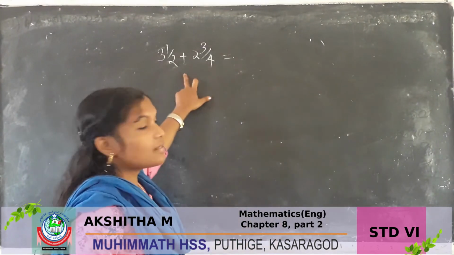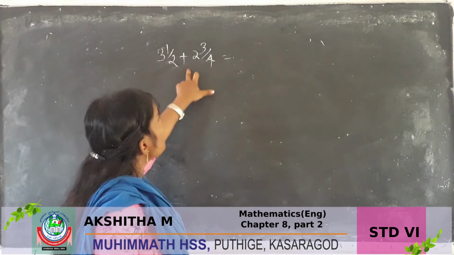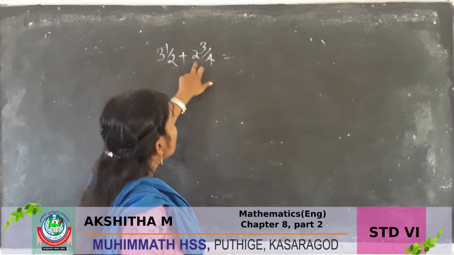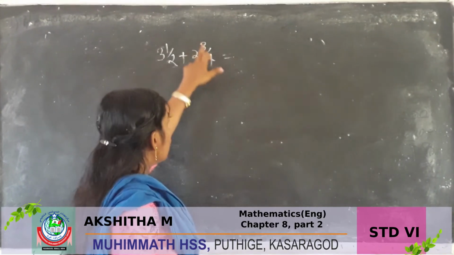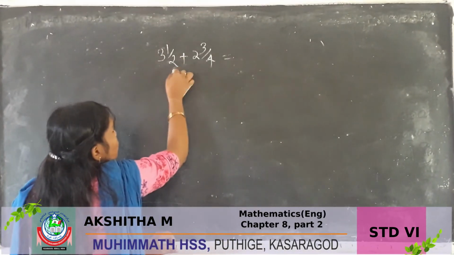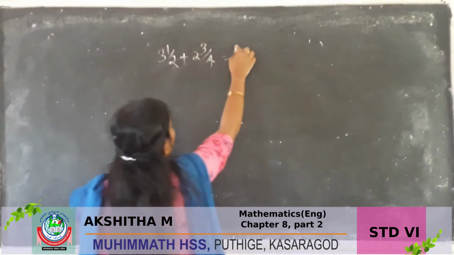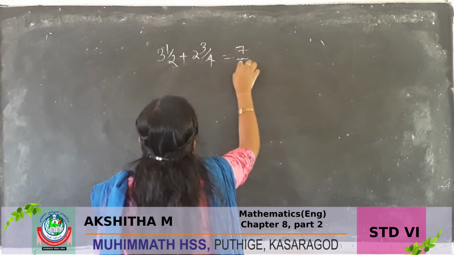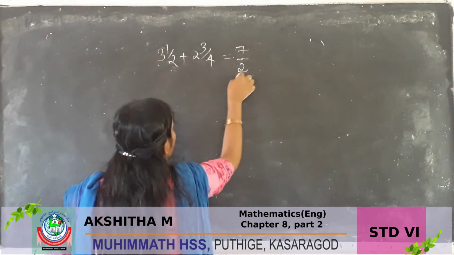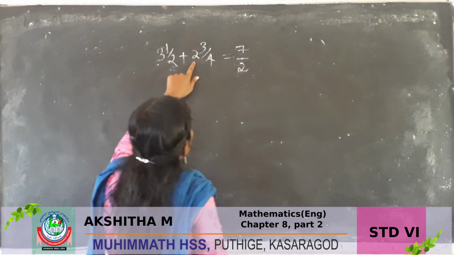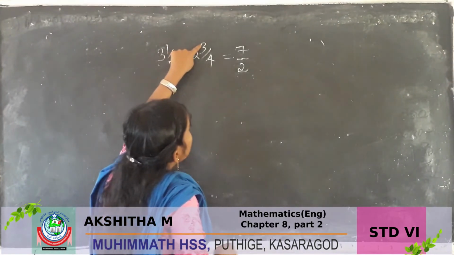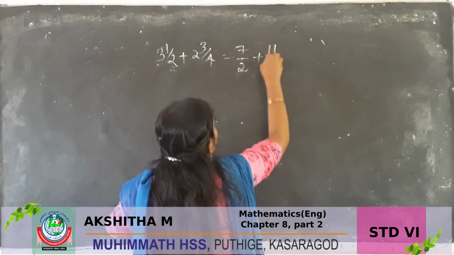Let us add this: 3 1 by 2 plus 2 3 by 4. 3 and half plus 2 3 by 4. So here 3 into 2 is 6, 6 plus 1 is 7. So 7 by 2. Next, 4 into 2 is 8, 8 plus 3 is 11. So 11 by 4.